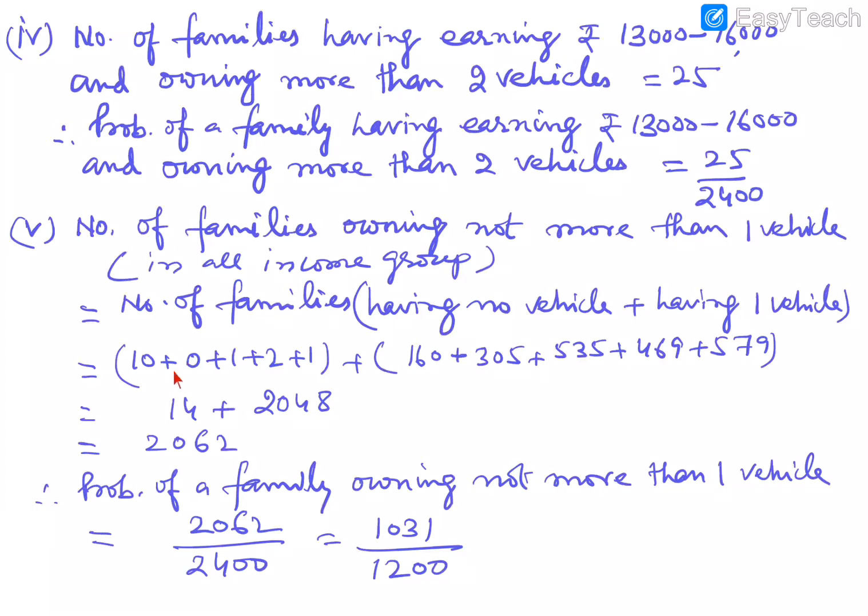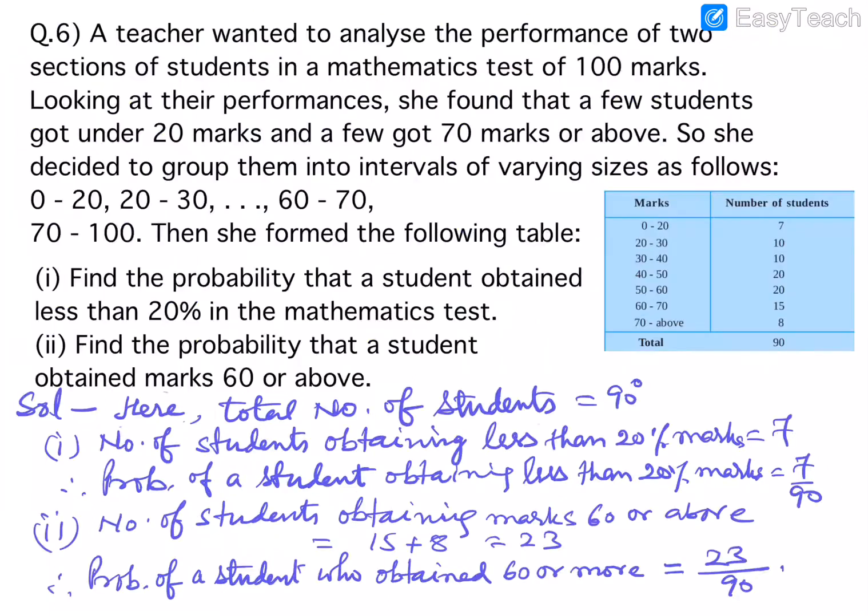So, there are 14 families having no vehicles and 2048 have only one vehicle. Their total is 2062 and therefore probability of a family chosen at random owning not more than one vehicle is equal to 2062 upon 2400. That is 1031 upon 1200.